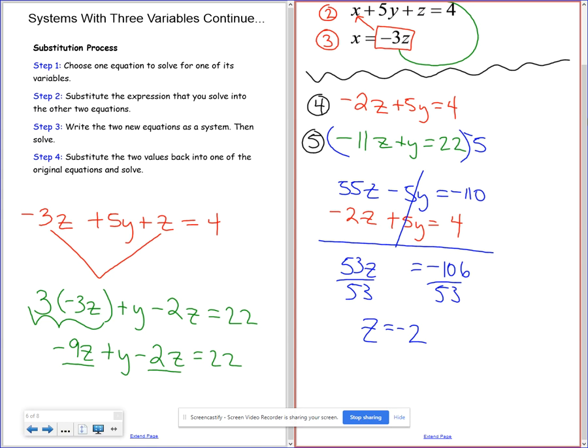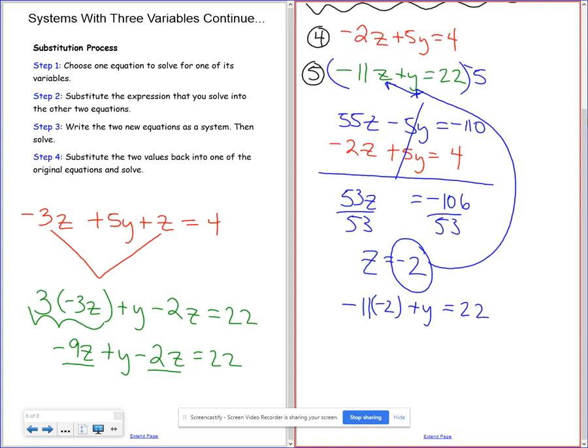So now we need to find what y is. So we can substitute negative 2 in place of the z into equation 5. So we got negative 11, substitute it in place of the z, right? Z is negative 2. So we got negative 11 times negative 2 plus y equals 22. This would be 22 plus y equals 22. So minus 22, minus 22, y is equal to 0.